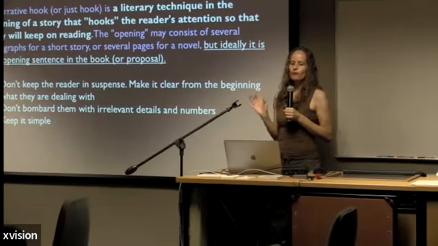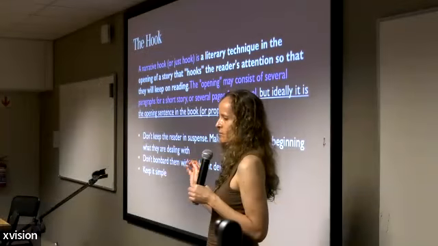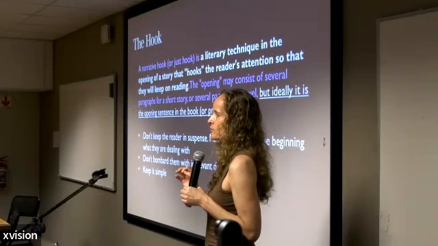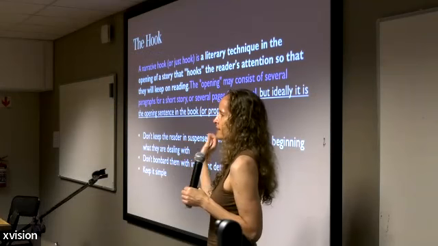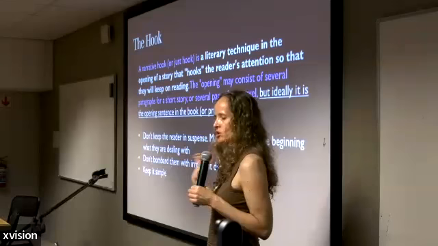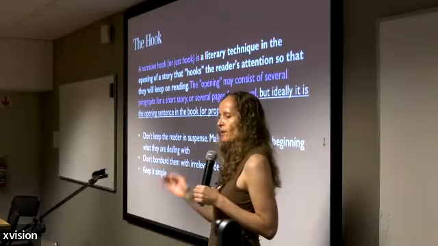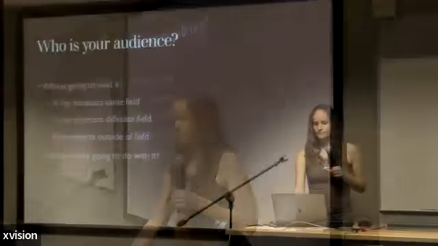Also, don't bombard them with irrelevant details and numbers. If you have too many irrelevant details and numbers in the beginning, you're also slowing their reading down. Numbers slow down reading, especially if they've got coefficients and physical units on them. It just slows people's reading down. In the first page, you want to keep that as smooth as possible and keep it simple.